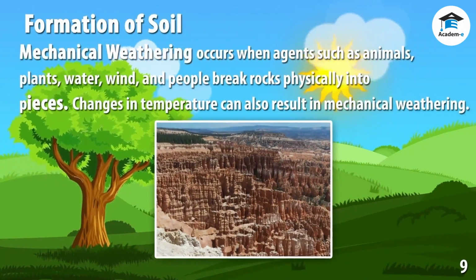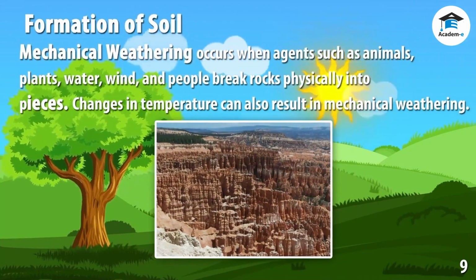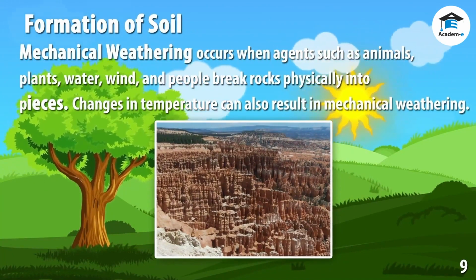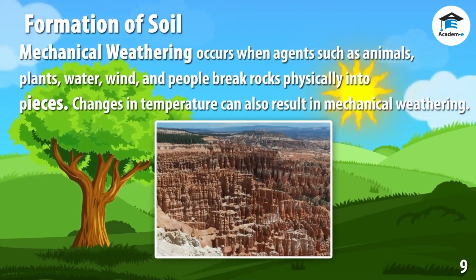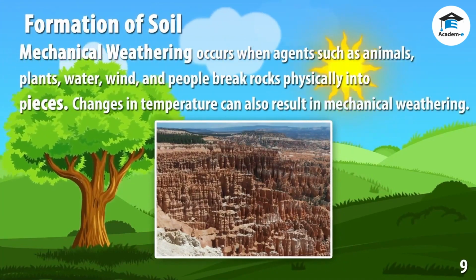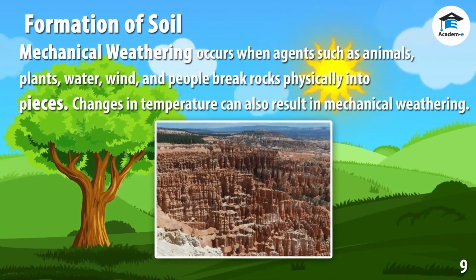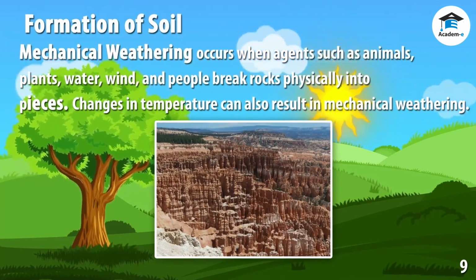Mechanical weathering occurs when agents such as animals, plants, water, wind, and people break rocks physically into pieces. Changes in temperature can also result in mechanical weathering.